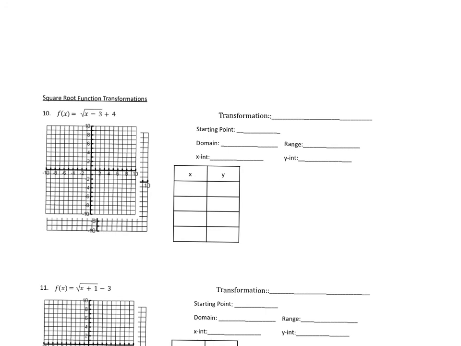So now we have a square root function. Remember, this is half an arc. So I'm going to do x minus 3 equals 0, add 3, add 3. So x equals 3, so my starting point is going to be 3, 4. So 3, 4 right there.